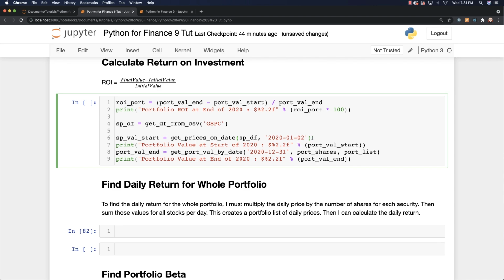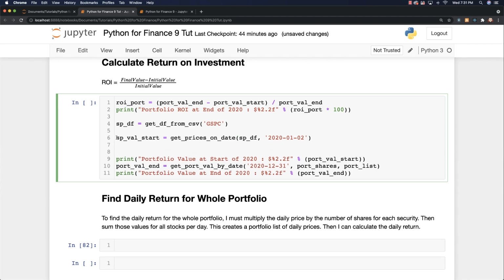Get rid of that extra comma. All right. And what else do I want to do? Well, let's just move this down here. And let's do the same for the ending date. So copy, paste, and change this to end. And get prices on date.